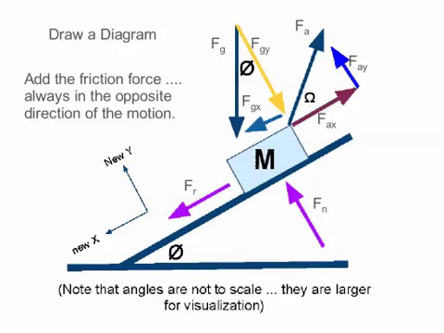Our final force for our diagram is the friction force. That is the contact force that is always in the opposite direction of the relative motion between two surfaces. In our case, we are trying to pull the box up the ramp, so our friction force is in the direction opposite that in which we are pulling. Now, this is our diagram that we will use to solve our problem.